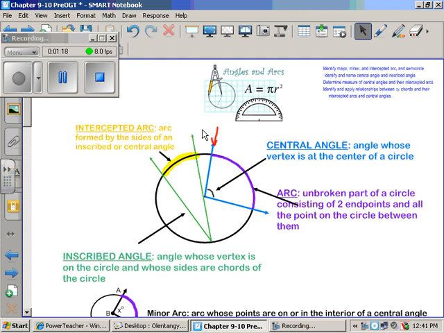Wouldn't that just be... Oh wait, so the purple and the yellow are intercepted arcs? Yes, the purple and the yellow. The purple one is intercepted by the central angle. The yellow one here is intercepted by the inscribed angle.